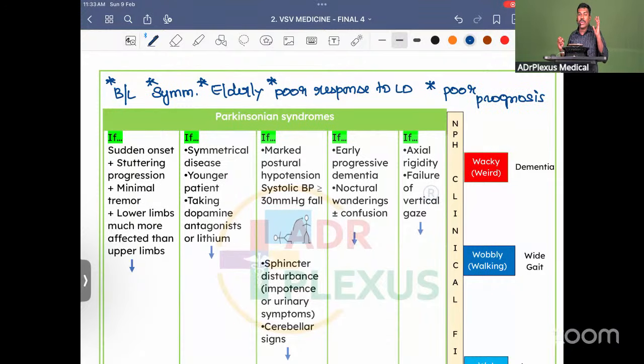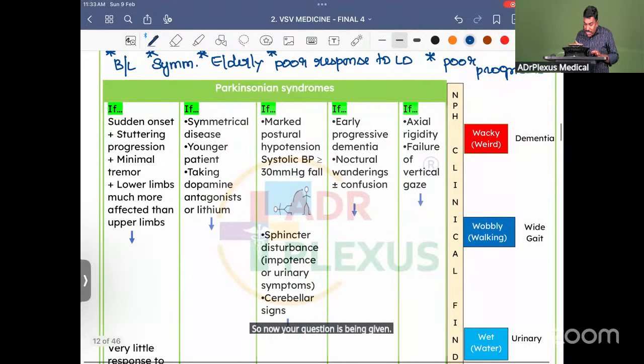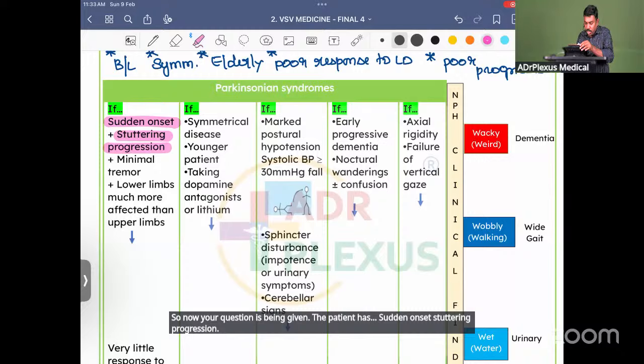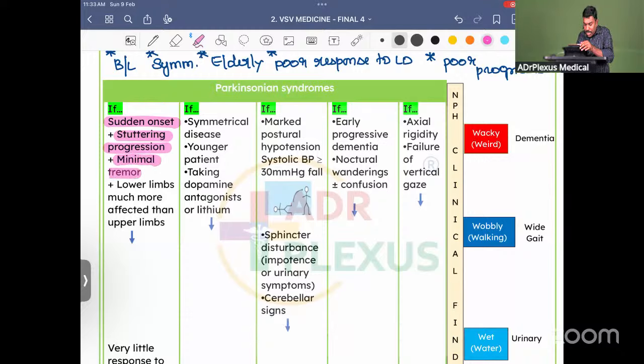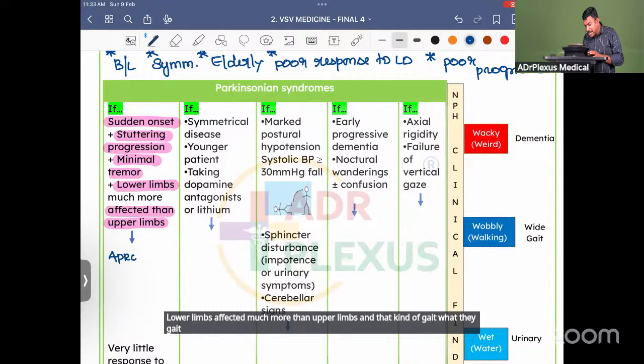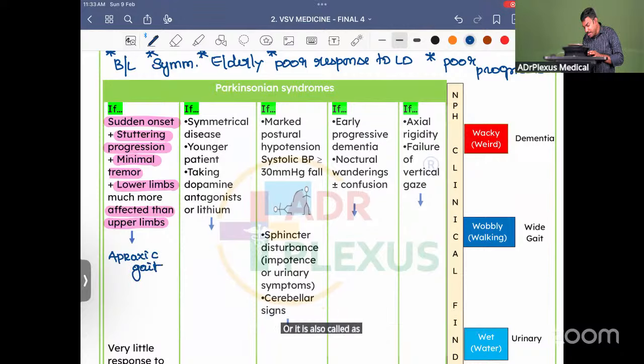So now a question is being given. The patient has sudden onset, stuttering progression, minimal tremor, with lower limbs affected much more than upper limbs, and that kind of gait is called apraxic gait, or it is also called Brun's apraxia.